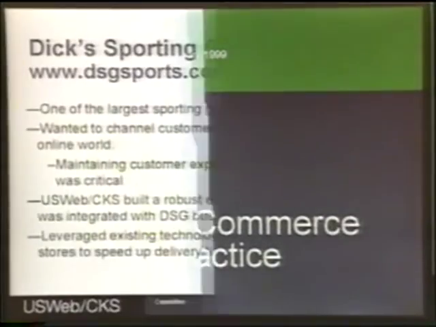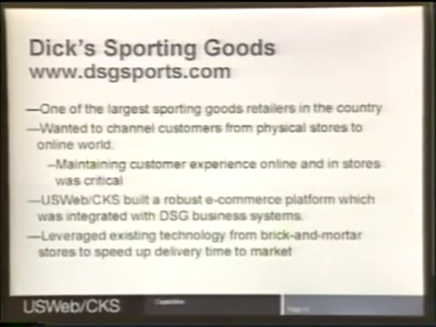In the e-commerce area, there are several, again, very compelling case studies. This one I just had emailed out to you folks not too long ago, but essentially, again, a similar situation where we had Dick's Sporting Goods, which was a brick-and-mortar business, about a $1 billion company, which sold merchandise through a classic retail distribution channel. They're one of the largest sporting good retailers in the country. They wanted to channel customers from physical stores to the online world. Maintaining customer experience online and in stores was absolutely critical.